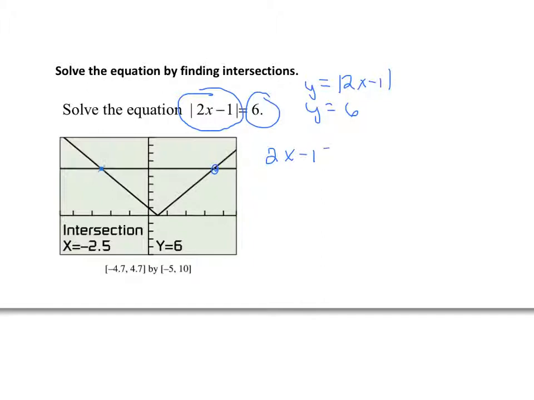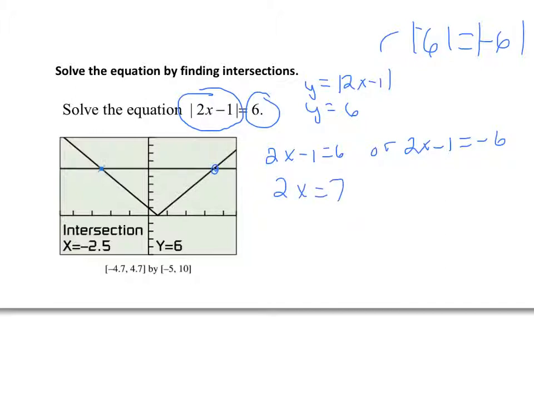2x minus 1 equals 6, or 2x minus 1 equals negative 6, because the absolute value of 6 is equal to the absolute value of negative 6. So that's why you set those up. Now solve each equation. 2x equals 7, x equals 7 over 2. 2x equals negative 5, x equals negative 5 over 2.